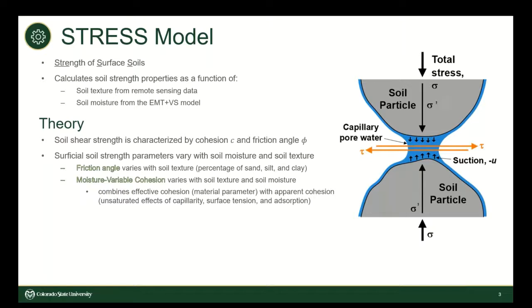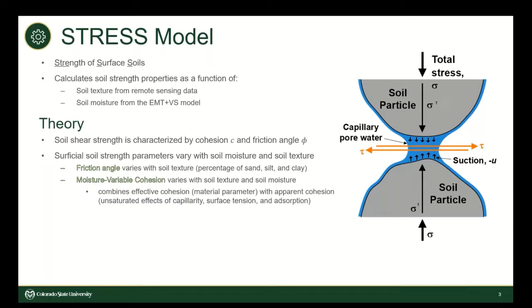Soil shear strength is characterized by two primary parameters, which are cohesion and friction angle. Friction angle is a material property which varies with percent of sand, silt, and clay. And moisture variable cohesion has two parts combined into one. Part of it is effective cohesion, which is a material parameter that varies with percent sand, silt, and clay, and apparent cohesion, which varies with moisture content in the soil.